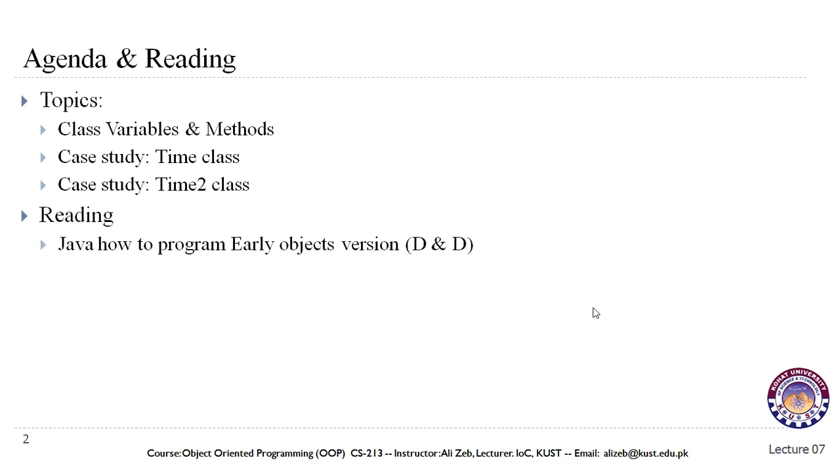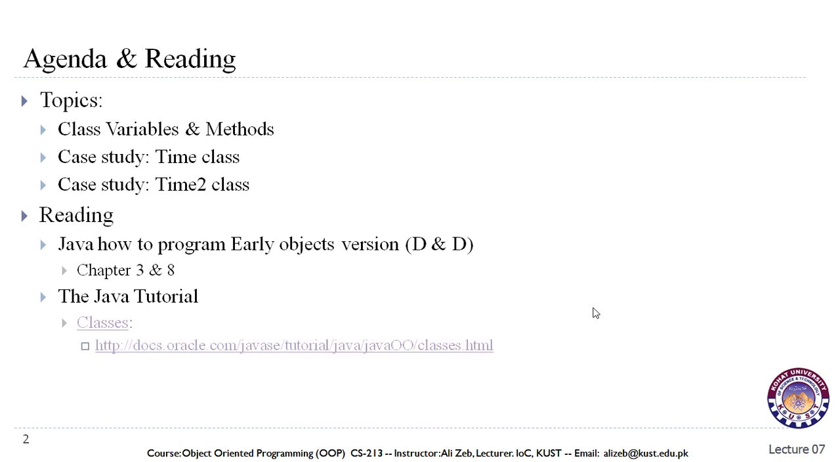The recommended reading for this course is Java How to Program, Early Objects version, of the Deitel series. These concepts are covered in chapters 3 and 8 of the book. You can also follow the Java tutorials that are available online. These are the official documentation on the topics that we are covering in this lecture.